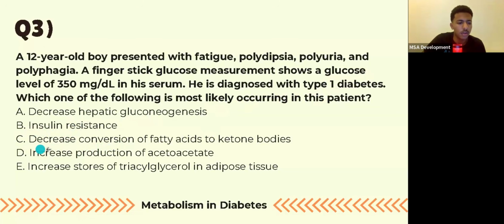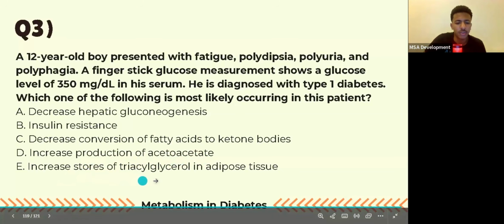And then C is decreased conversion of fatty acids to ketone bodies. Not really. There's an increased conversion of fatty acids to ketone bodies, and that's why we have ketoacidosis in type 1 diabetes patients. And then D, increased production of acetoacetate. And remember, this is how they like to trick you. It is correct. Acetoacetate, ketone bodies, ketones, acetone, ketoacidosis. They're all the same, okay? And then lastly, increased stores of triacylglycerol in adipose tissue. You're not storing, you're releasing, you don't have any insulin, okay?